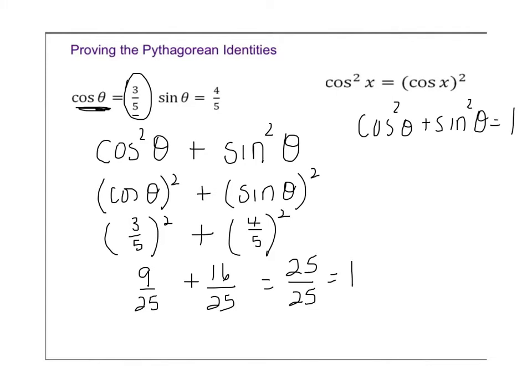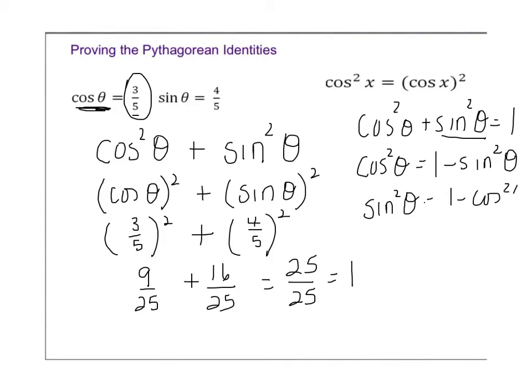Another interesting thing is that this is an actual quantity, sine squared, so I can subtract it to the other side. And this is also an identity. Or vice versa, I can say sine squared theta is equal to 1 minus cosine squared theta. So from this one identity, I can form two others. And so that's how this goes. It's like a little formula that you're going to put together.